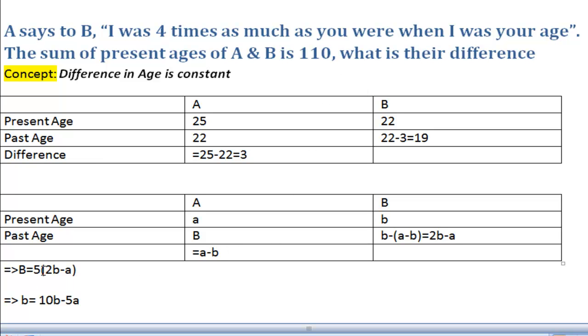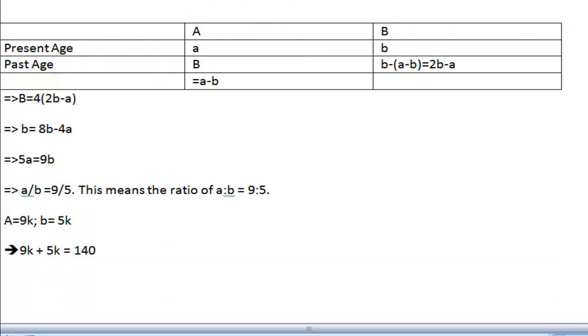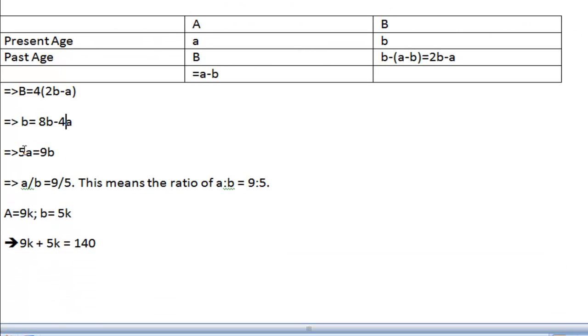Everything remains the same except for the fact that in this I'll have it as 4 times instead of 5 times, and this will become 8b minus 4a will be the value of that, and the sum proceeds the same way as the previous one. It will become 4a is equal to 7b, or rather a by b is equal to 7 by 4. This means the ratio of a and b to be 7:4.